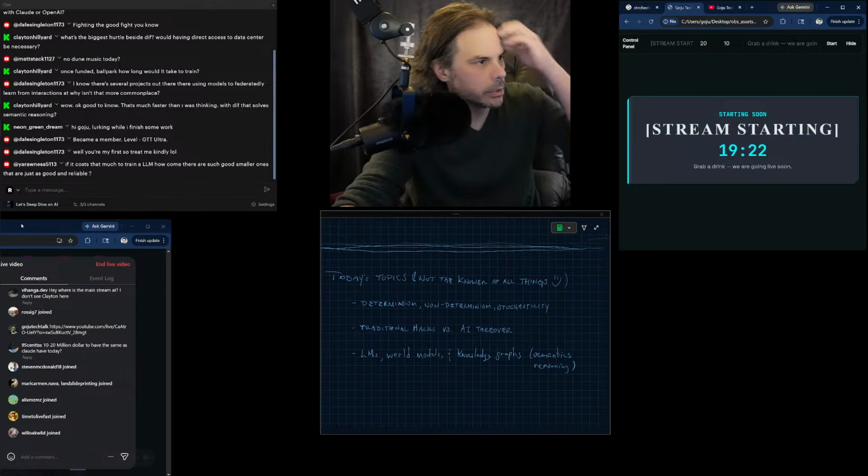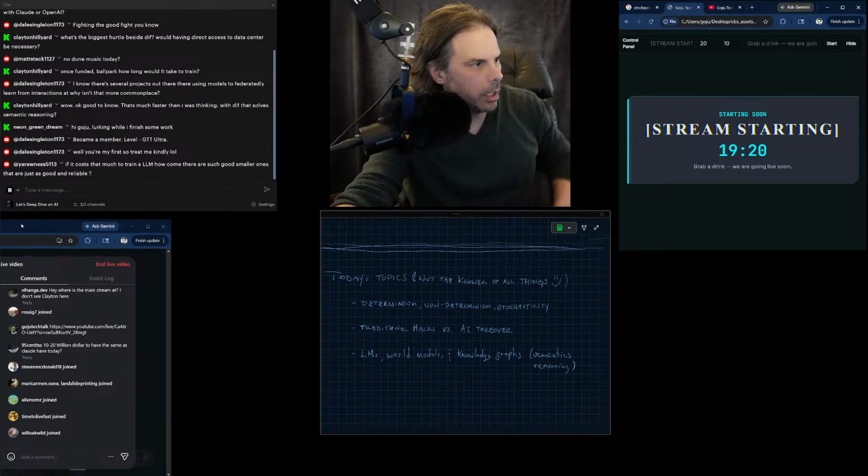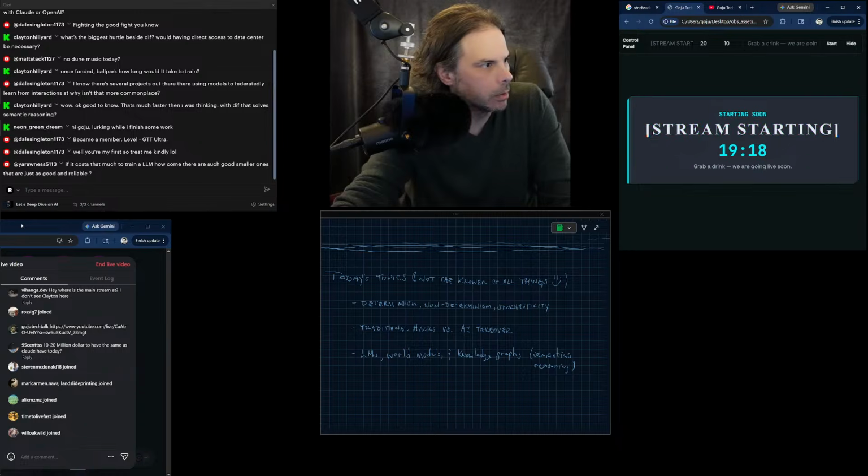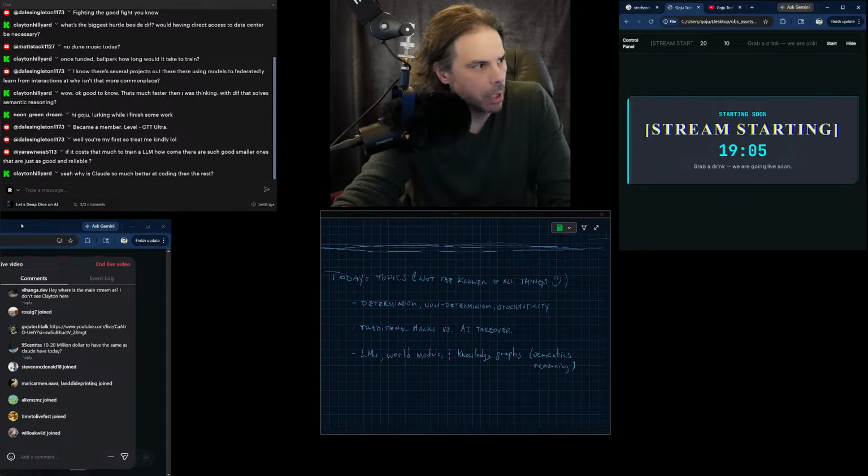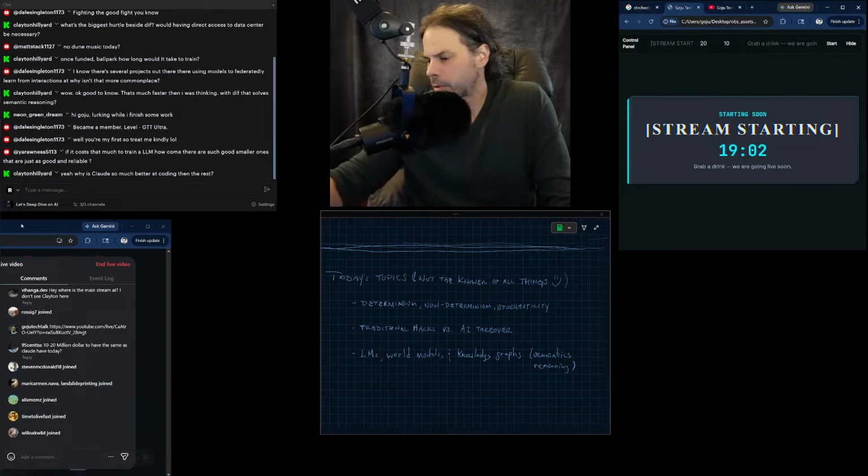If it costs that much to train LLMs, how come there are such good smaller ones? Yeah, so the reason for that, Yara, is... So, great question. The SLMs are often going to be orders of magnitude smaller.